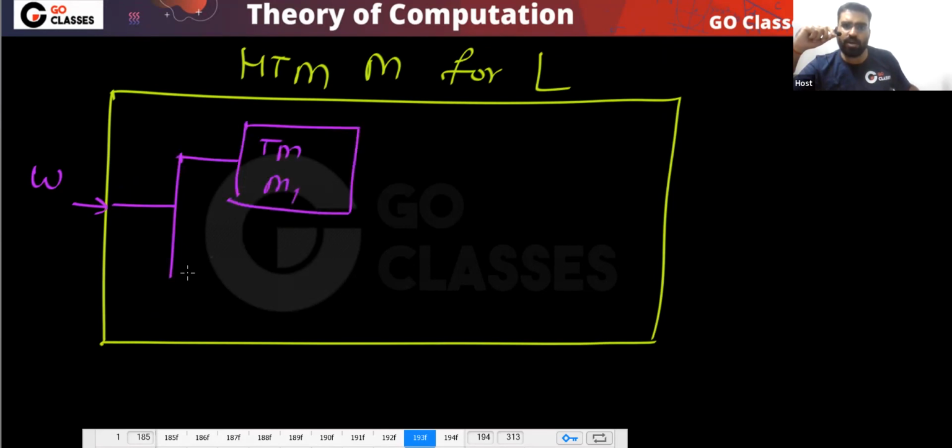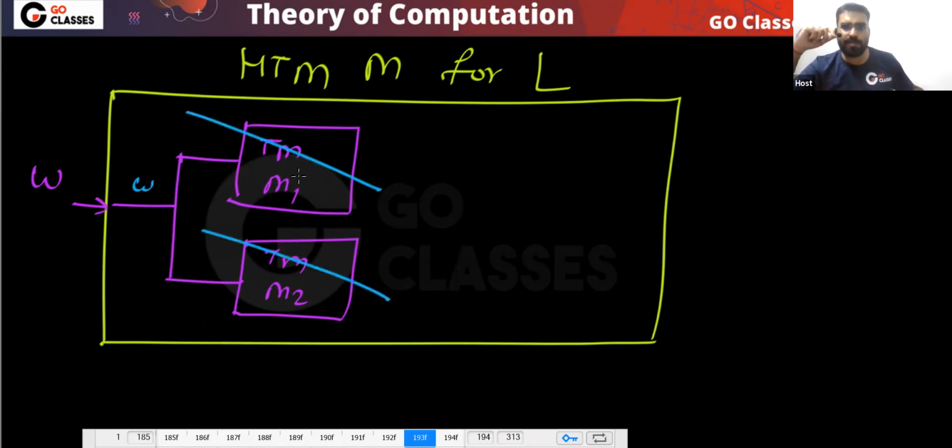You run this on M1 also, and you run this on M2 also. Is this clear? Dovetailing. Use dovetailing. So you run this W on M1 and also on M2. Here I'm using the dovetailing method. One step here, one step here, one step here. Like this I'm running.